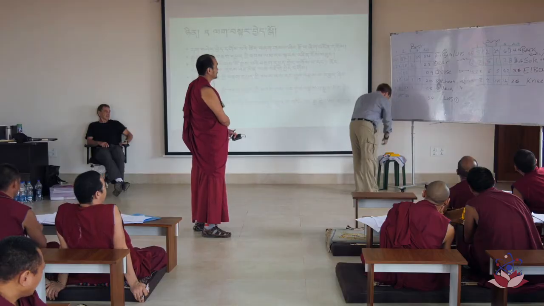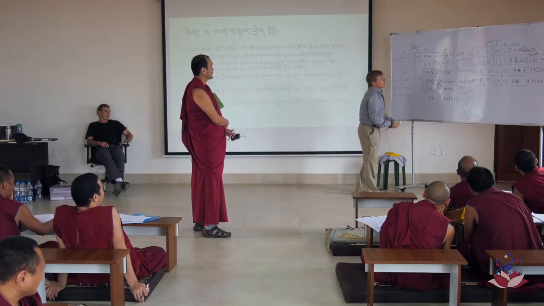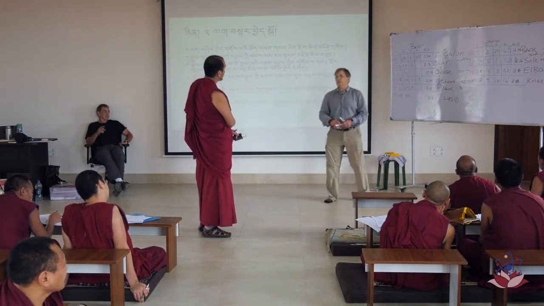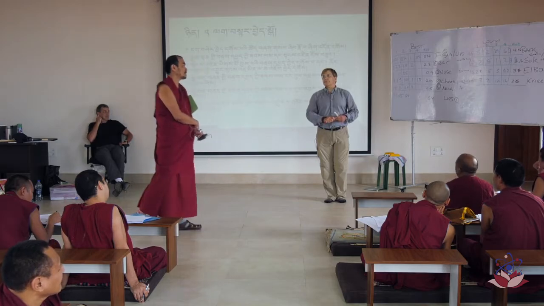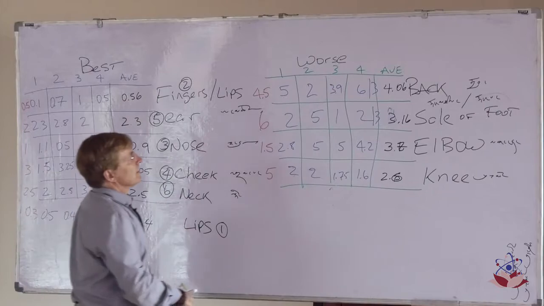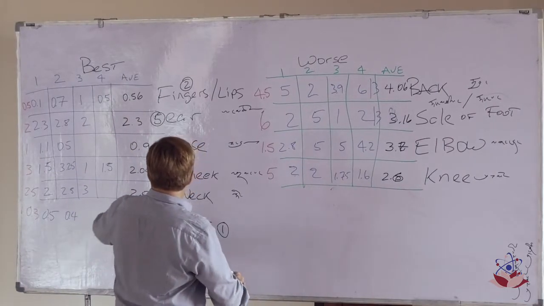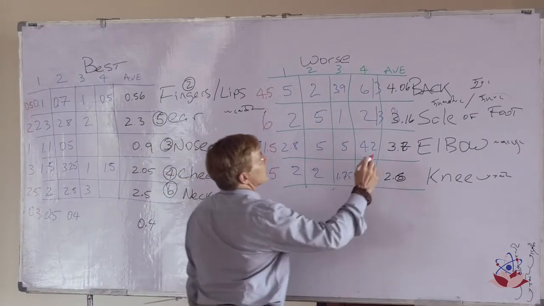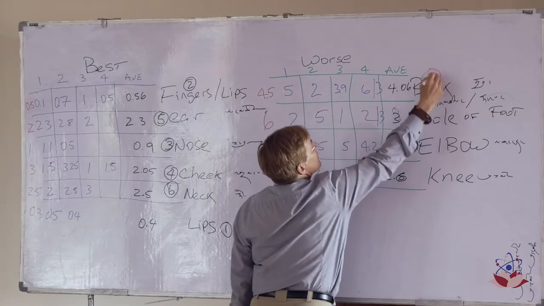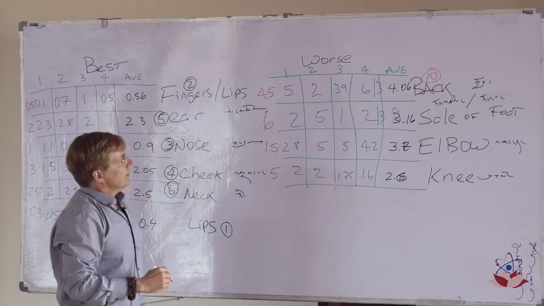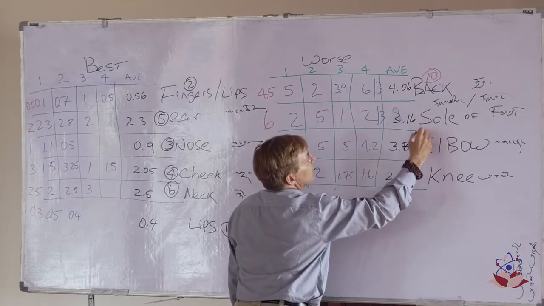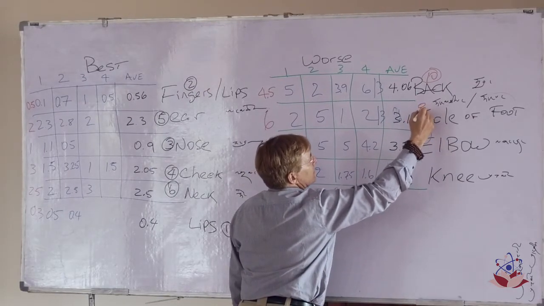Okay. And what's the most insensitive part of your body? What's the least sensitive? Back. We get up to 6. So this is number 10. That's the worst. And then the next is elbow.